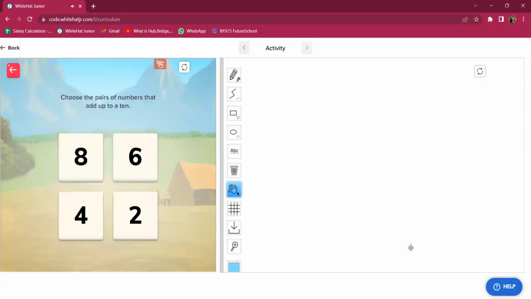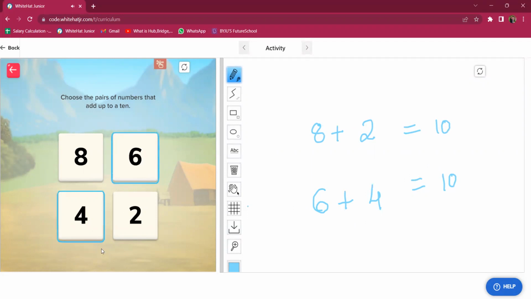Choose the pair of numbers that will add up to 10. So it should make the number 10. Let us start with 8. When you take 8 on your fingers, to make 10, we will require 2 more. Similarly, if you take 6 on your fingers, we will require 4 more to create a total of 10. So 8 plus 2 gives you 10, and 6 plus 4 gives you 10. Let us create this pair first and check our answer.